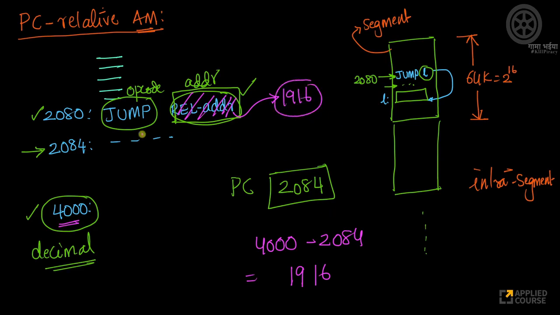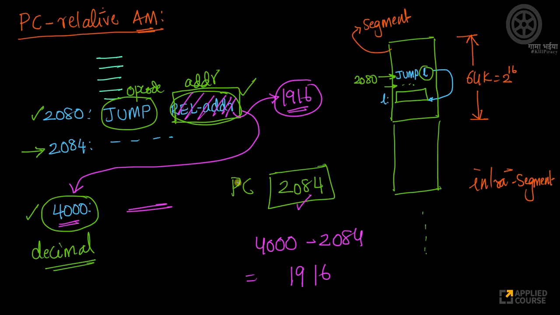So how does it work? Whatever is in this address field gets added to the program counter. So 2084 plus 1916 results in address 4000, which means after executing this line, we will directly jump to line 4000 and execute the instructions at line 4000. That's how it works. This is called PC relative because the address that I have is relative to the program counter.